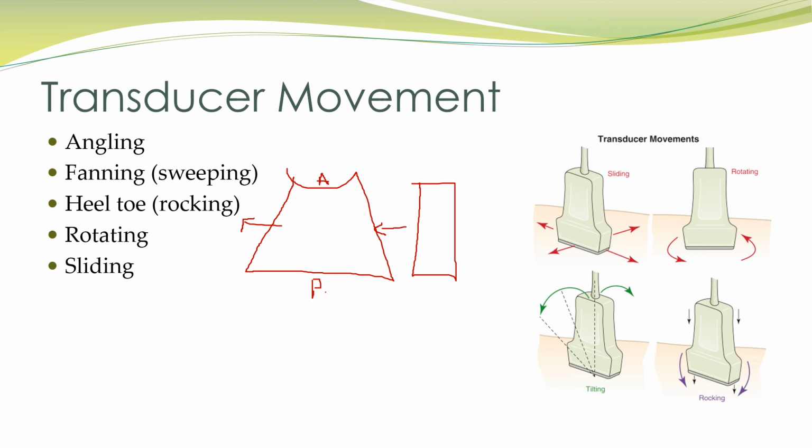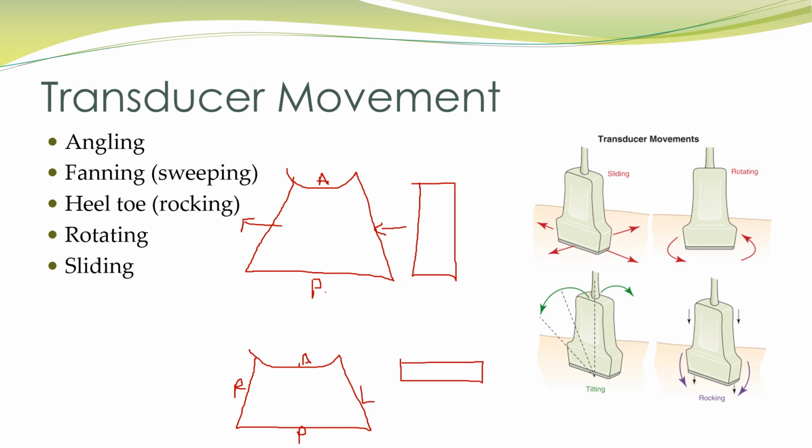Now in my transverse orientation, I would turn my probe from this direction, 90 degrees. And now the anterior part of my screen would again be the anterior part of my patient. The bottom part of my screen would be the posterior part of my patient. What was to my left would be my patient's right, and what's to my right would be my patient's left.